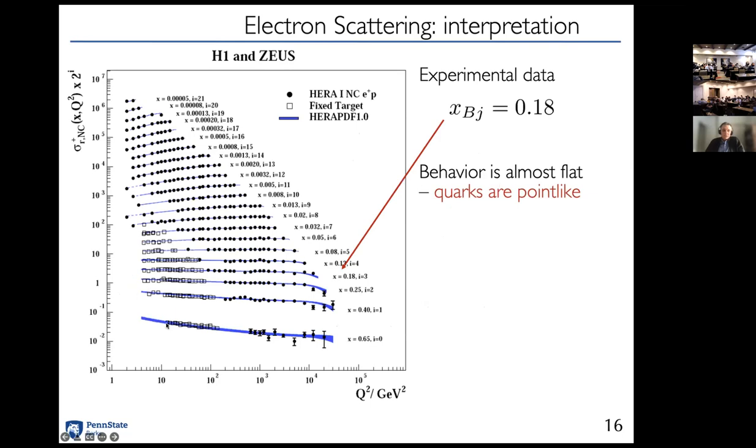Now then we get experimental measurements. So that's the reduced cross section of deep-inelastic scattering as a function of Q square. If we look at how this cross section behaves with the scale, with the distance or the virtuality Q square, we see that, for instance, for this particular value of x 0.18, behavior is almost flat. So we can deduce from just this picture here that quarks look like point-like particles, because we resolve more and more distance, but we don't see any sort of deviation in this behavior. We do see some deviation, but this deviation turns out to be taken into account by DGLAP evolution equations, not by the structure of the quarks or anti-quarks themselves.